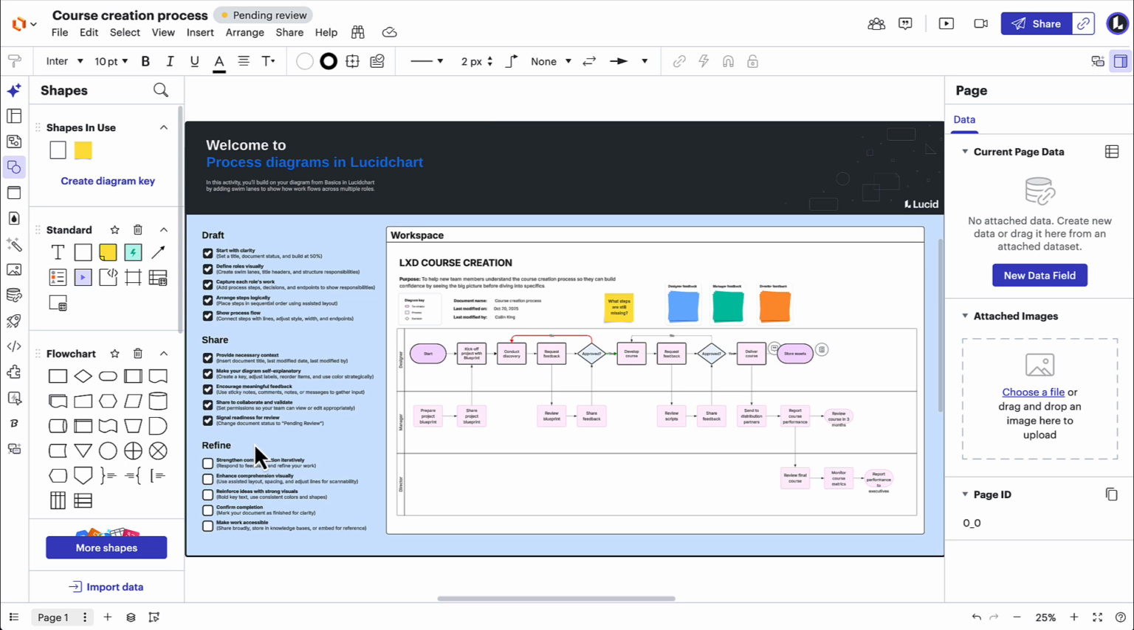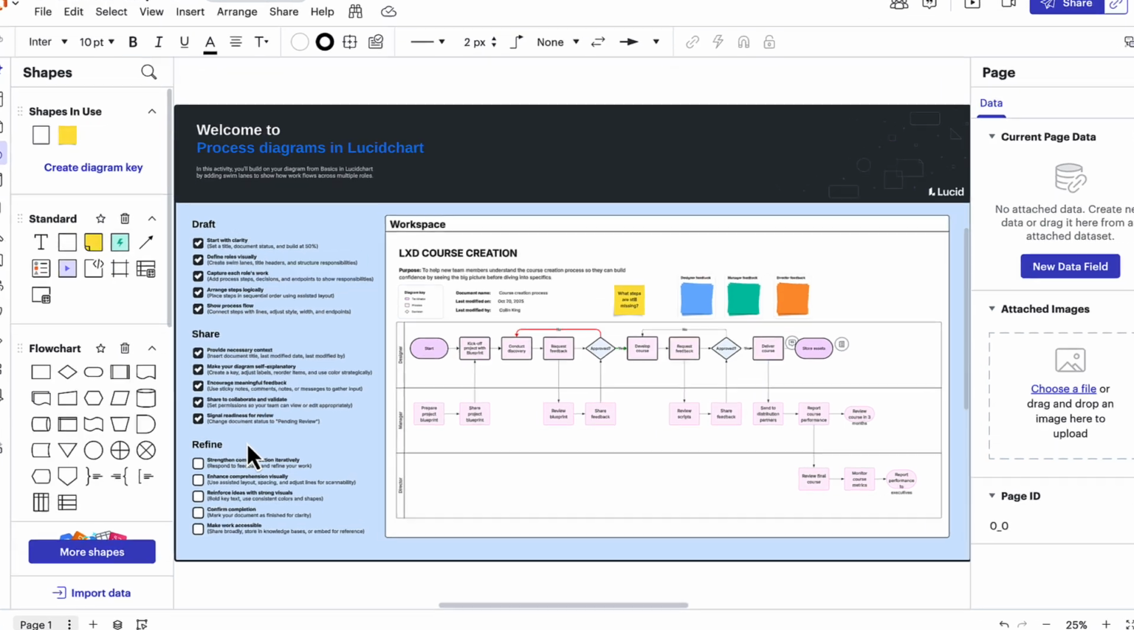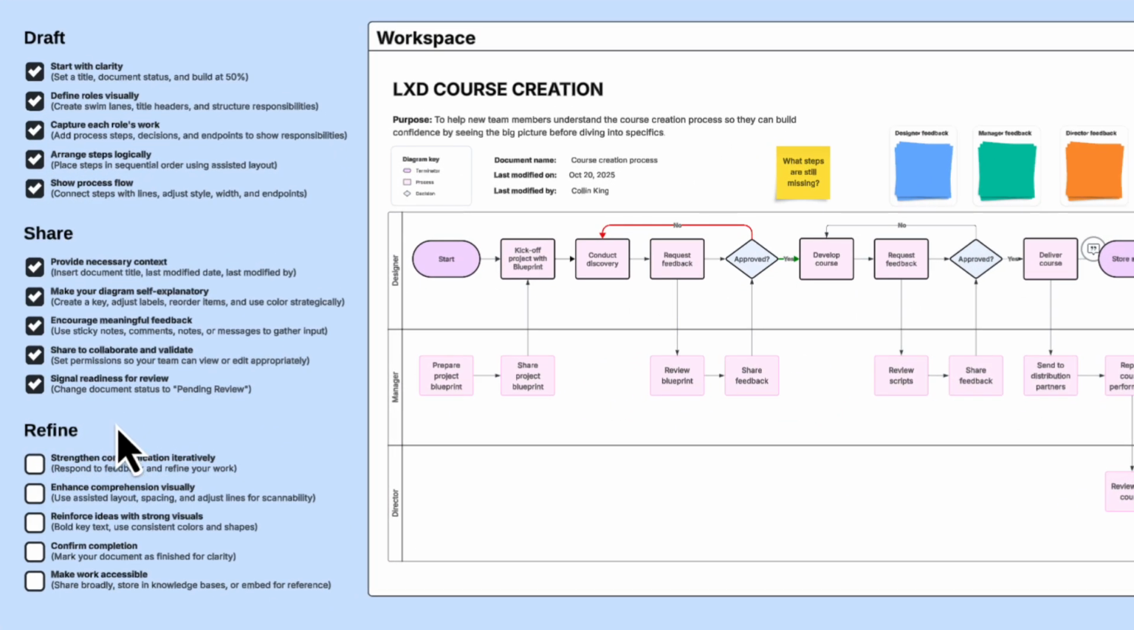Done right, it becomes more than just a diagram. It's a living resource the team can reference, update, and rely on to stay aligned and accelerate their work. In this video, we'll walk through how to apply feedback, adjust layout and formatting, and turn the draft into a polished, actionable diagram the team can use with confidence.